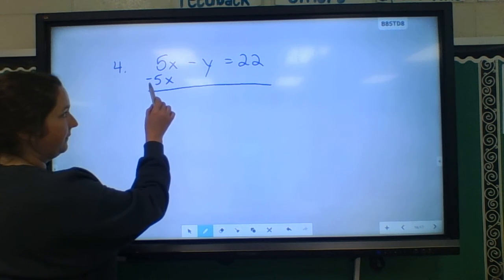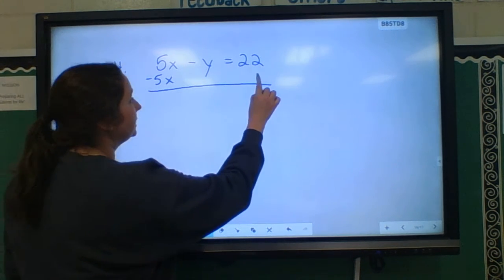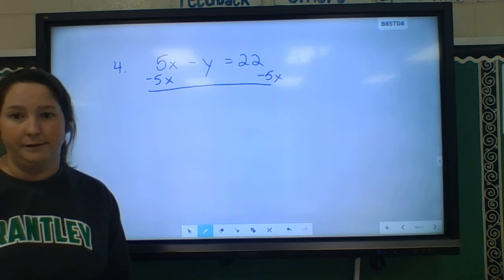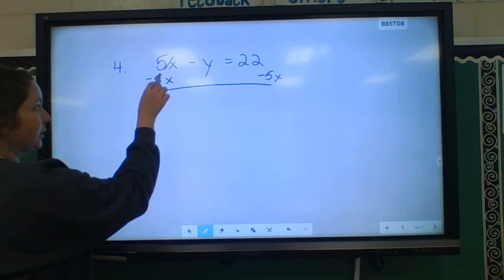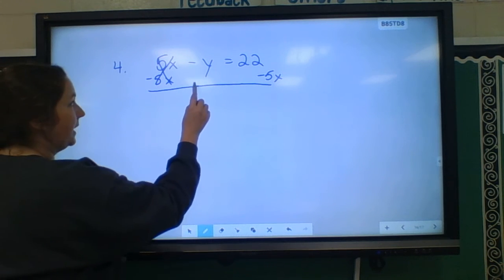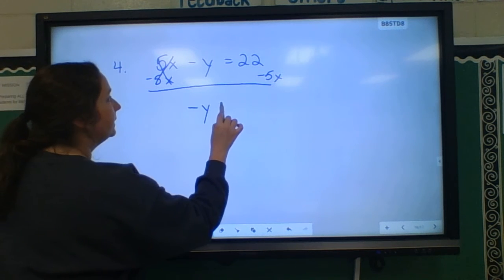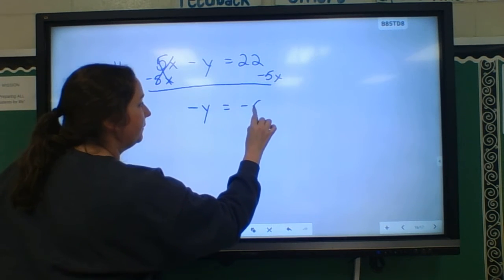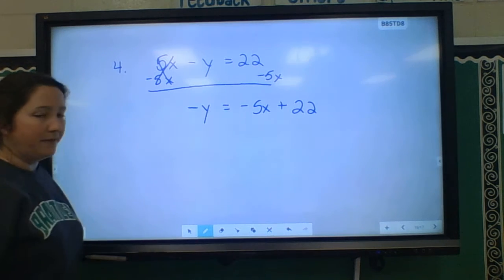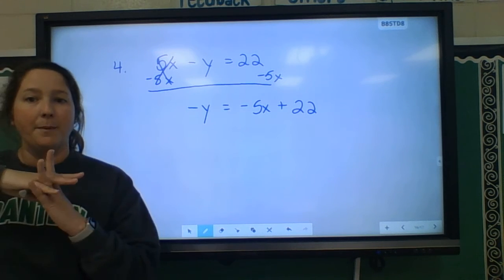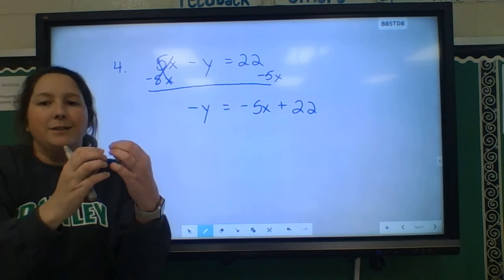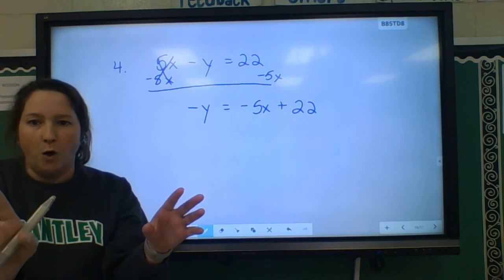So if I subtract 5x here, guess what? I got to subtract 5x on the other side to keep my equation balanced. So my 5x goes away, and I'm left with -y equals -5x plus 22. Everybody okay with that? It's a -y because it was subtract y, and so when I had to bring that down, it turned into a negative.